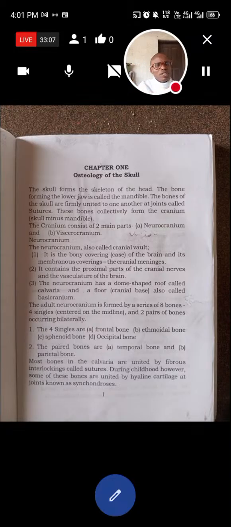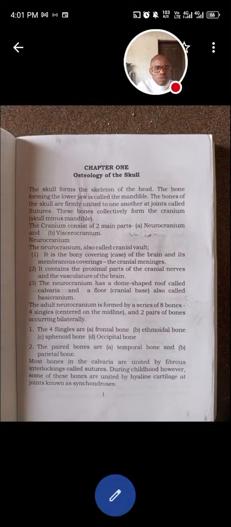We've learned about the lower part. The bone forming the lower jaw is called mandible. All right. So there's something called mandible. This is different. Manubrium is for the sternum, the upper part of the sternum. This one is mandible. So sutures are what? Joints in the head, or joints in the skull.